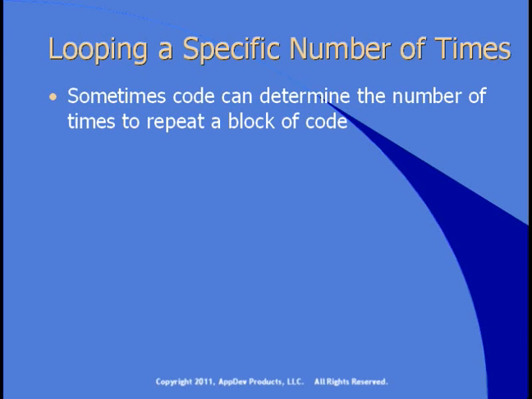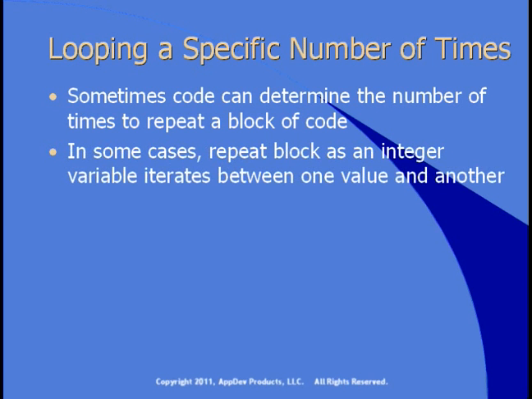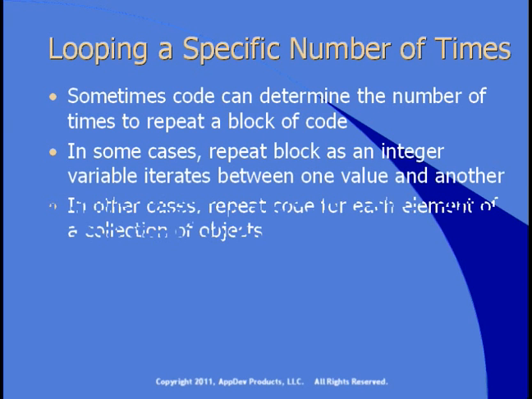Sometimes code can determine the number of times it needs to repeat a block of code. In some cases, you might want to repeat a block as an integer variable iterates between one value and another value. In other cases, you might want to repeat the code for each element of a collection of objects, like, as I said, for each file on your hard drive or something.